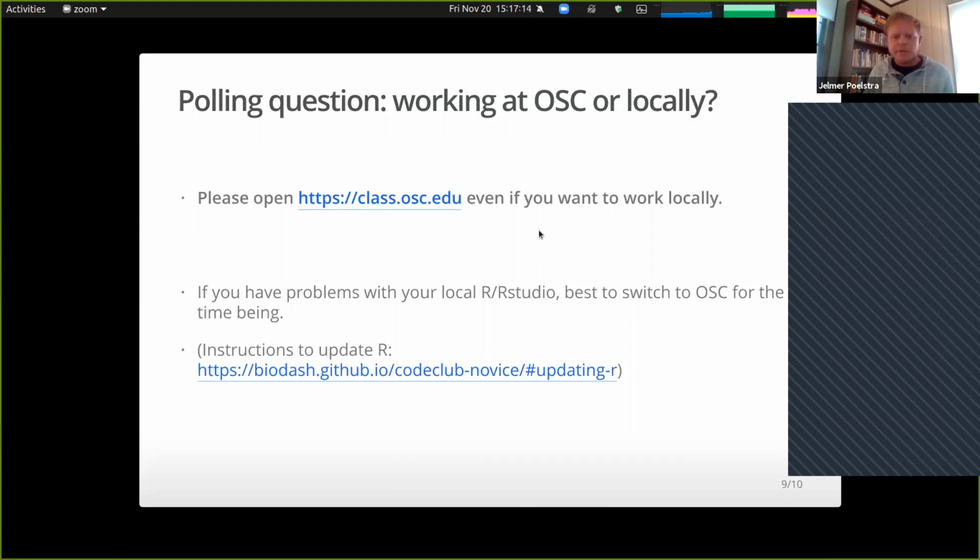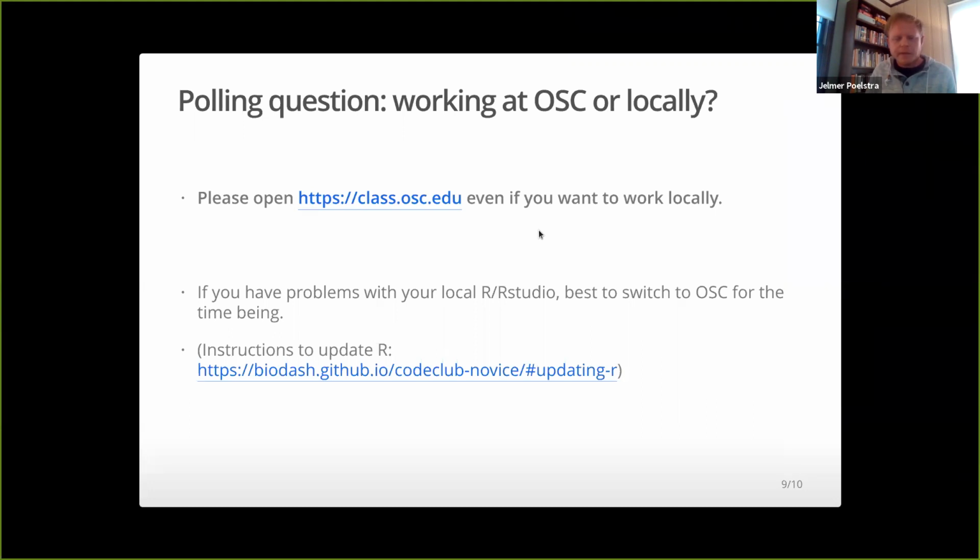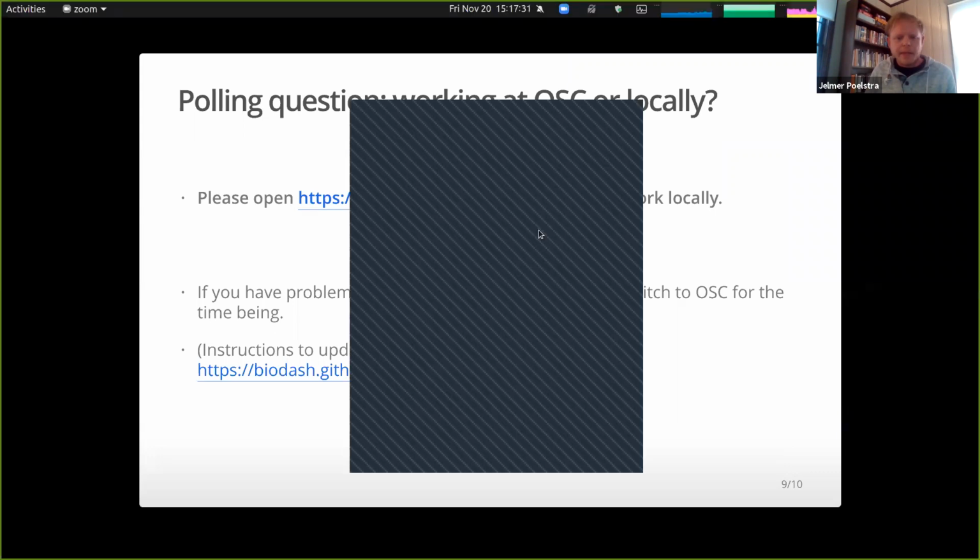So if you have a problem with your local R and RStudio, and we've already had a couple people with that on Wednesday, then it's probably best to switch to OSC for the time being, because troubleshooting that might take a bit of time. And yeah, it's exactly the same as on Wednesday. I think three quarters plan to work locally. Right.